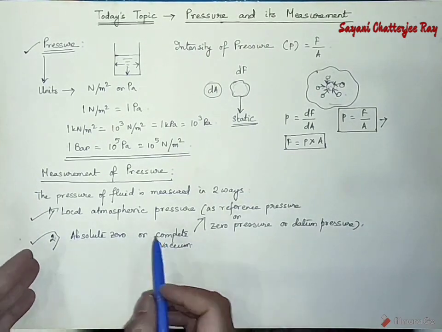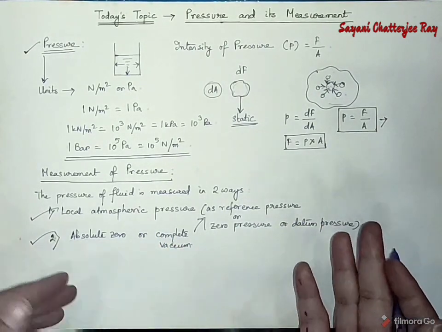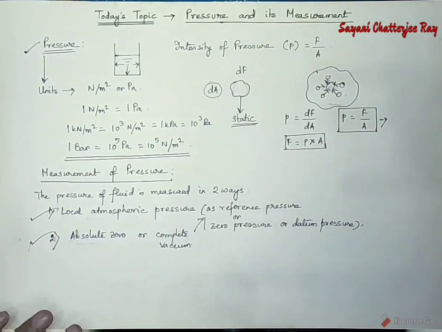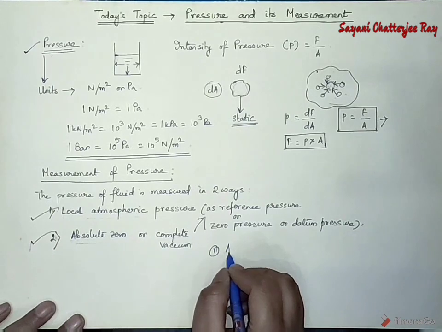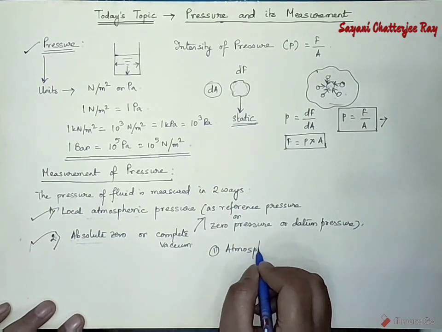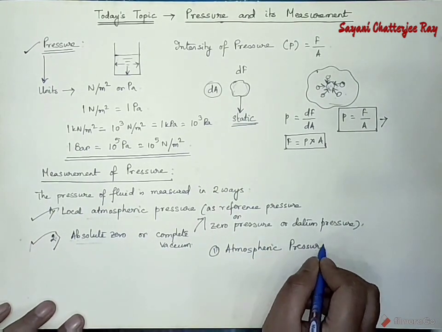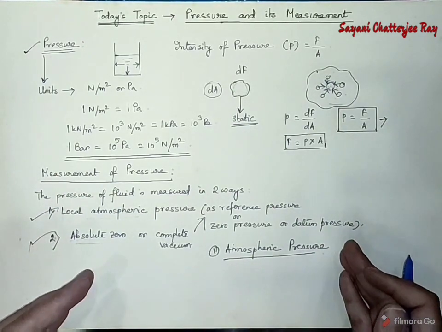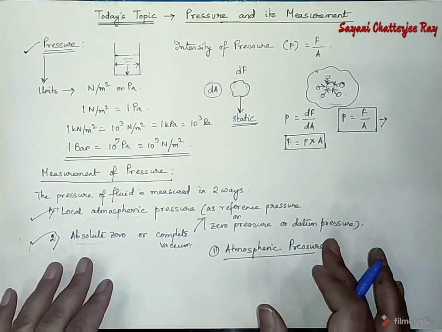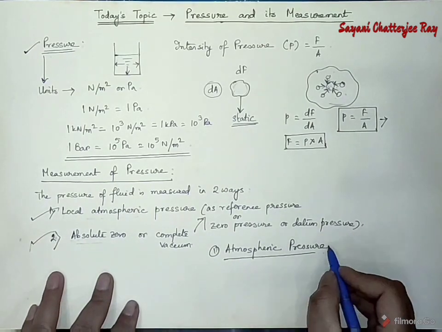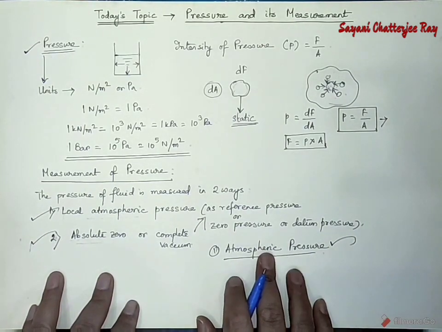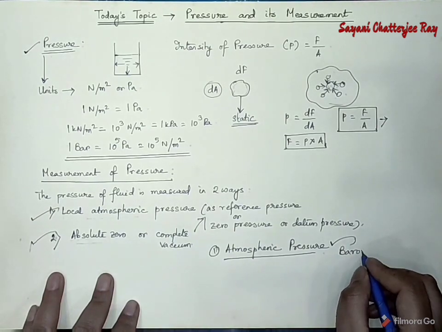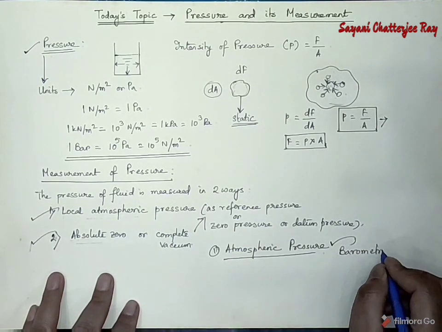Now we will understand what do you mean by atmospheric pressure, what do you mean by absolute pressure, and what do you mean by gauge pressure. So the first one is atmospheric pressure. Now the atmospheric air exerts a normal pressure upon all the surfaces with which it is in contact, and it is known as the atmospheric pressure. It is also known as barometric pressure because it is measured by barometer.